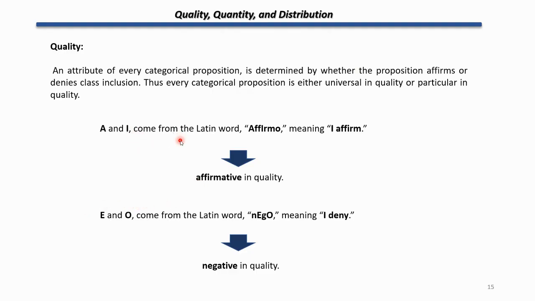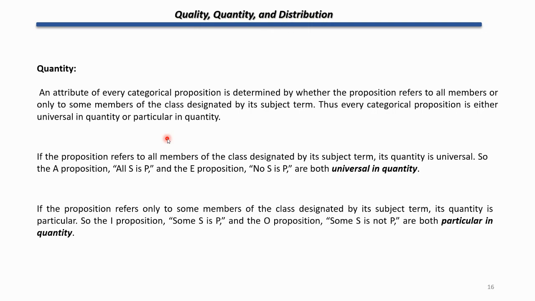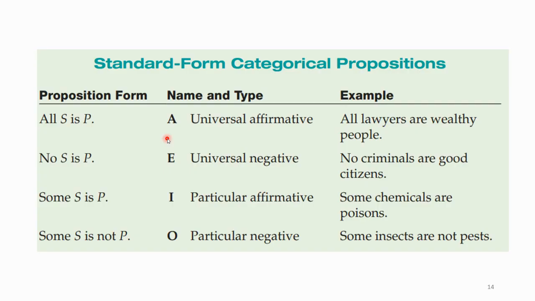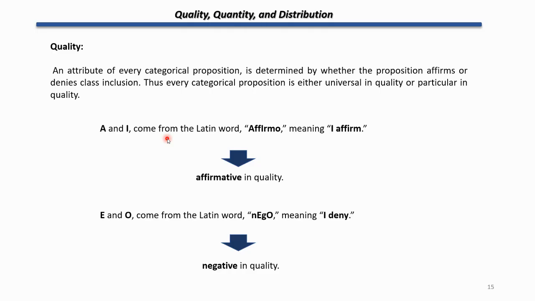A and I come from the Latin word affirmo, meaning I affirm. That's why these two are the affirmative class, the universal affirmative class. So these are affirmative in quality. And the next ones, E and O, come from the Latin word nego, meaning I deny. So these come from the denial term, and that's why they are negative in quality. These are the basics of quality.